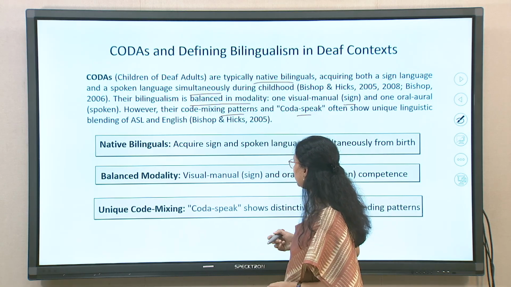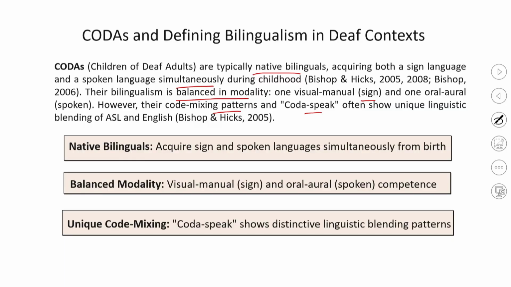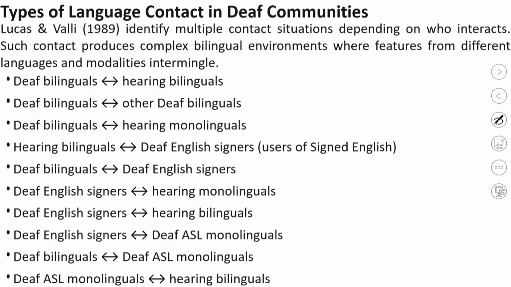Now, these are the main points. Native bilinguals acquire sign and spoken language simultaneously from birth. The balanced modality means the visual manual as well as oral modality, and then their unique code mixing is called CODA speak. It shows a distinct linguistic blending pattern. So, this is about the typical properties of children of deaf adults.